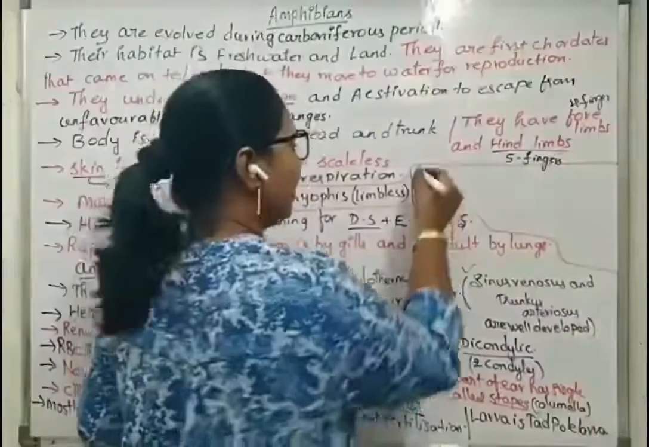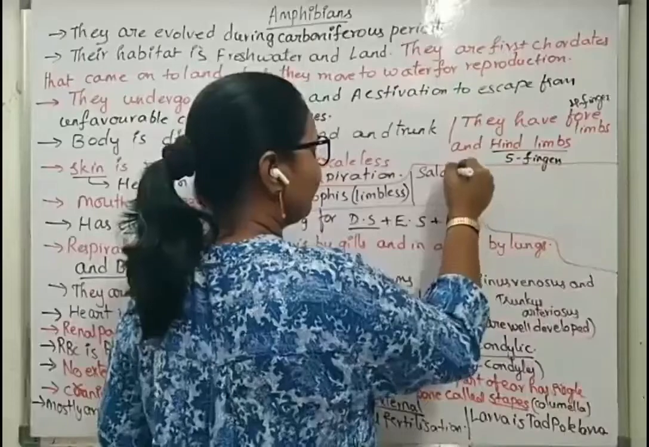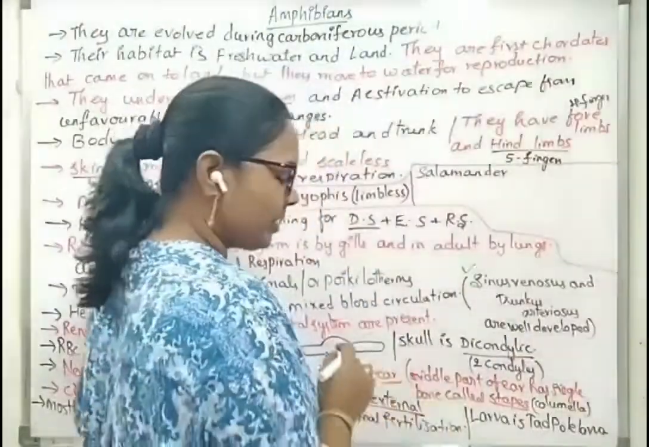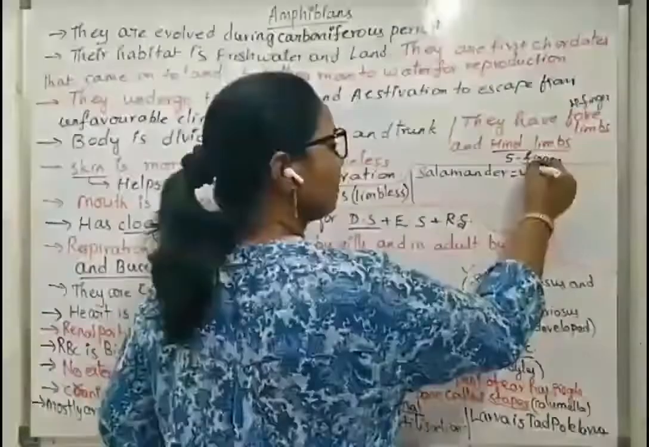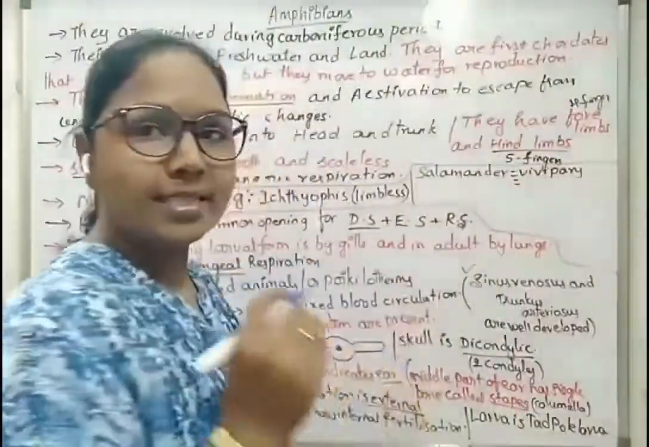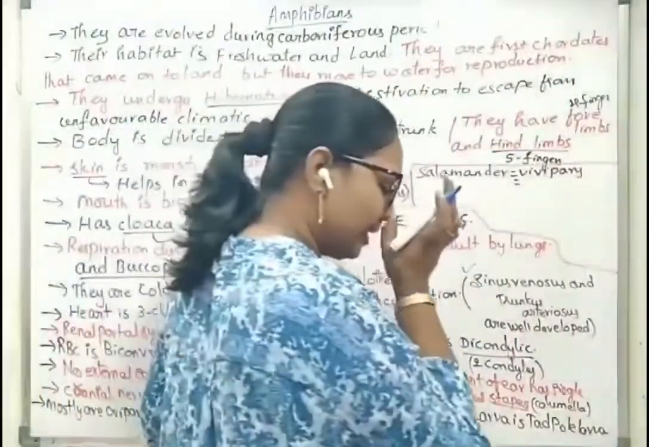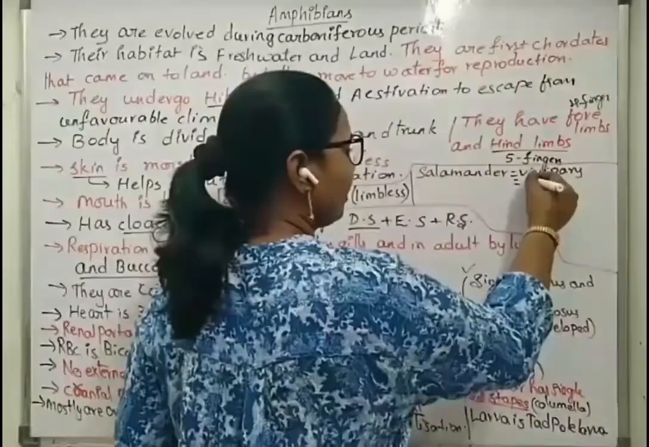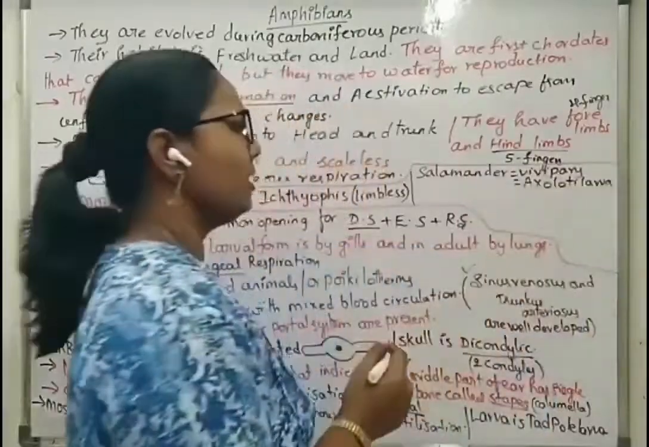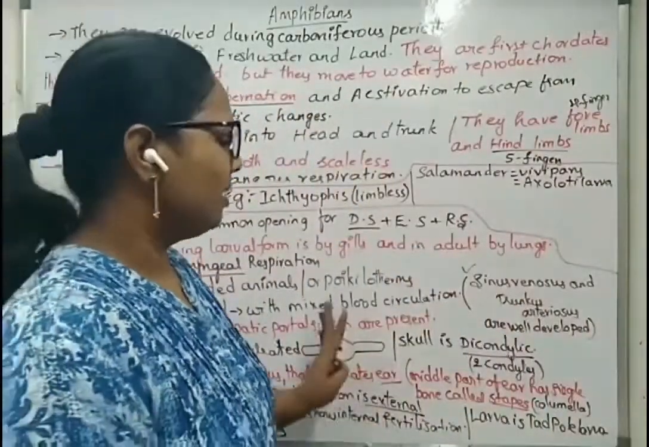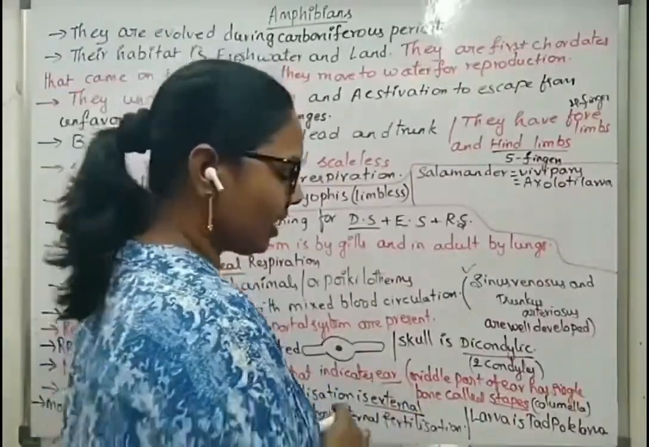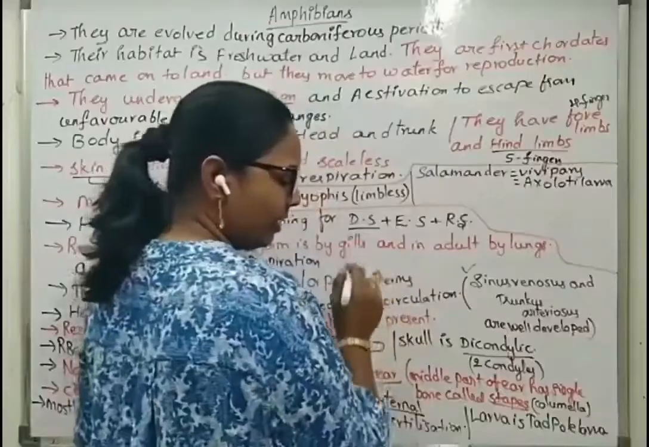An example is the salamander. It has forelimbs and hindlimbs, and it is viviparous. The larval form normally in amphibians is the tadpole larva, but here it is another one, the axolotl larva. Actually this is not in NCERT, but just learn the difference between normal amphibians and the exception, that is vivipary and the axolotl larva instead of the tadpole larva.